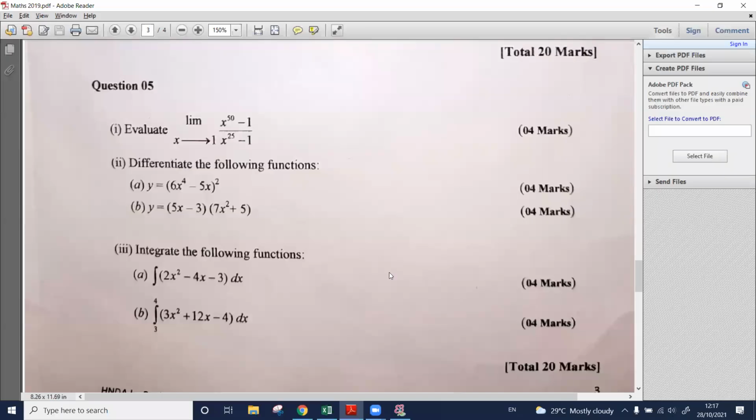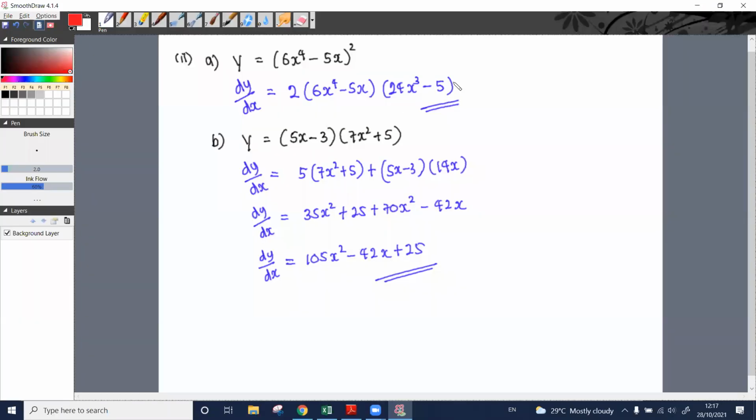Part 2, 4 marks each. If you got this one correct, give 4 marks, and if you got this one correct, give 4 marks.